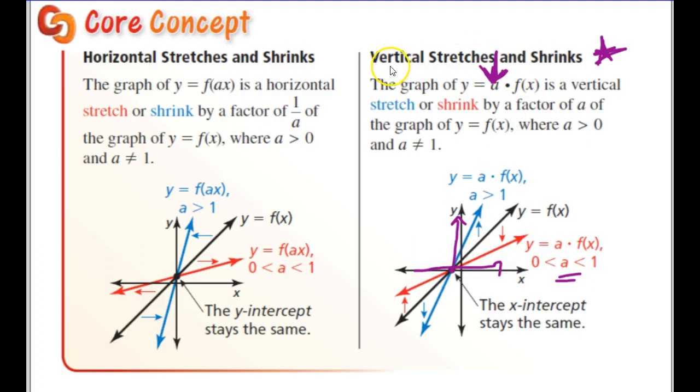One thing you really want to make note of is that when I have a vertical stretch or shrink, my x-intercept stays the same. So this point does not change, just the slope will change. Then I also have horizontal stretches and shrinks, and horizontal is going this way. You'll notice my a value is inside my parentheses. So here my y-intercept stays the same when I'm doing a horizontal stretch or shrink. Here I'm going to get taller and skinnier when it's greater than 1, and shorter and fatter when it's less than 1.